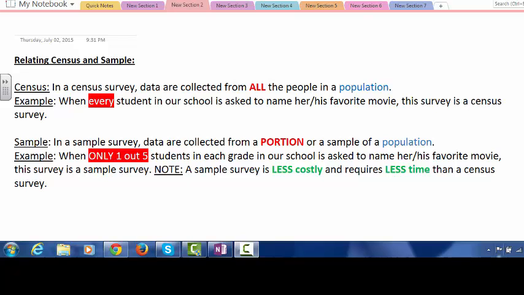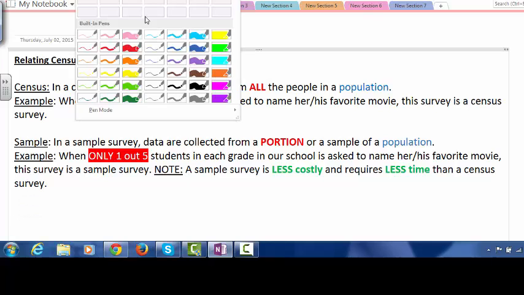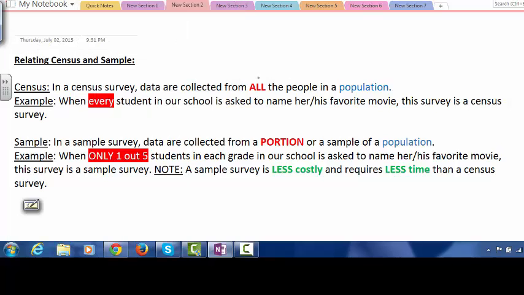What is the meaning of census? In a census survey, data are collected from all the people in a population. Example, when every student in our school is asked to name her or his favorite movie, this survey is a census survey. So let's repeat again. Census is data collected from all. Very important that we focus on the word all. All means we don't leave any student, all the people in a population.